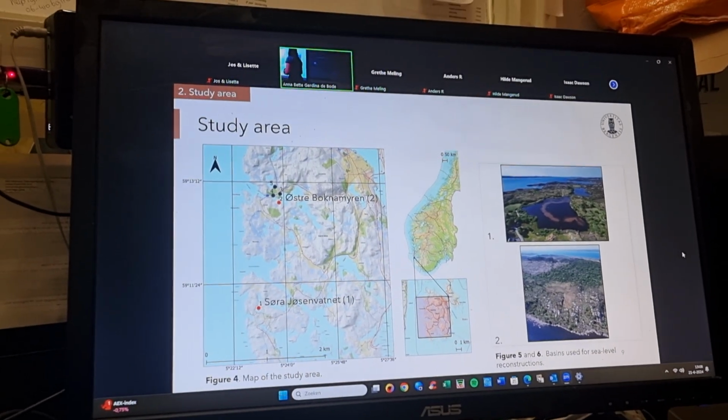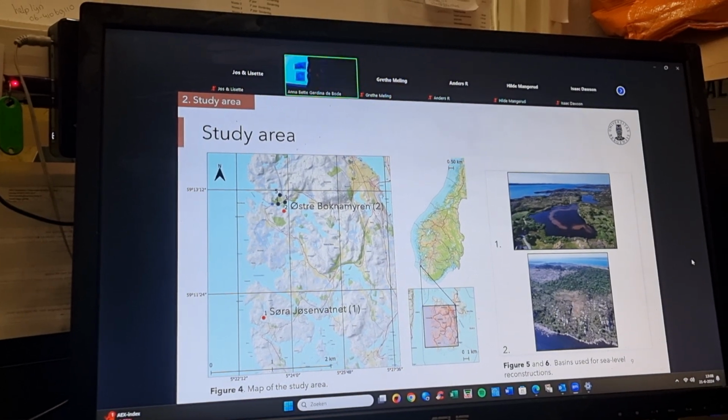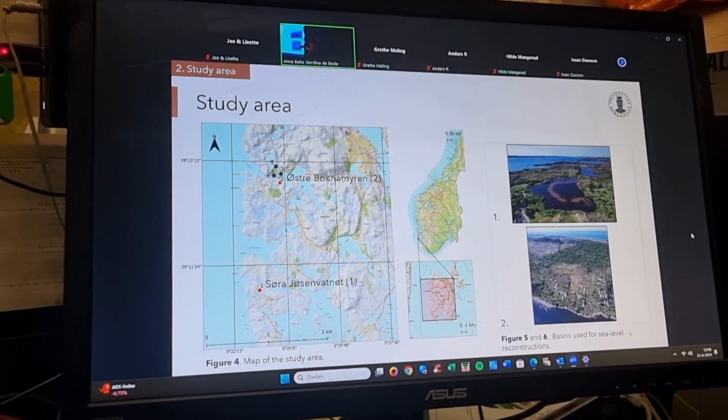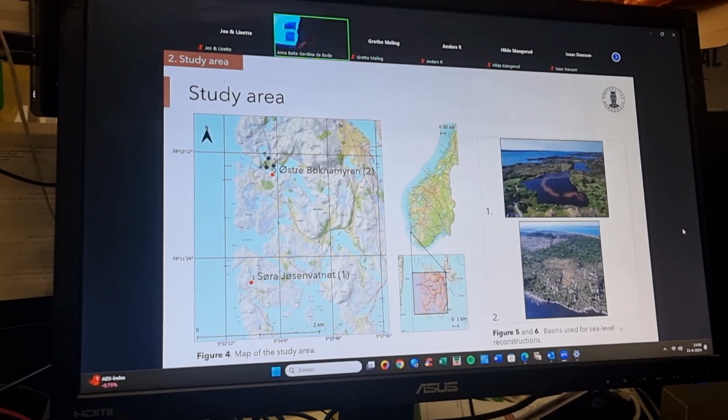So first of all, an isolation basin named Sør-Jærenvatnet, which is located very close to the coast. And then the second one is a bog, which is located at a higher altitude than Sør-Jærenvatnet.